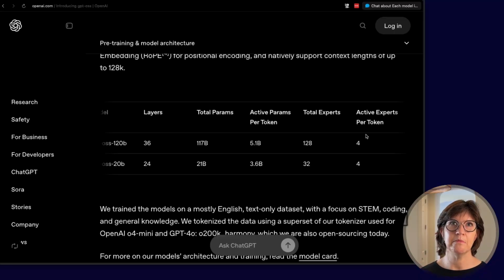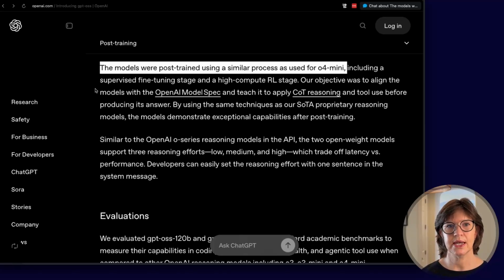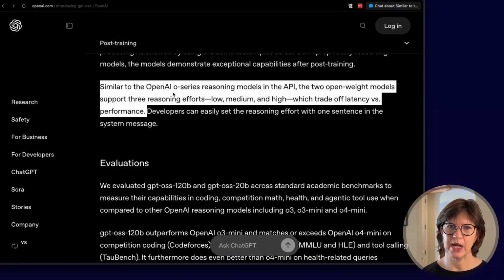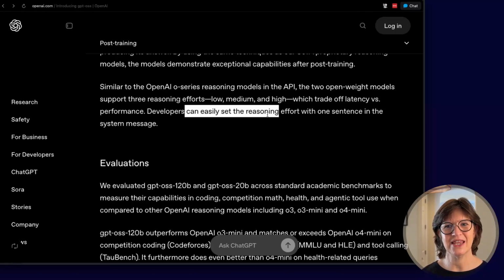This is a way that the people who make models have figured out to process data much more efficiently and cheaper, basically. So it goes on to say these models were post-trained using a similar process as used for O4 Mini, which is a really powerful model if you've ever used it. It's definitely good at reasoning and a lot of general questions. Similar to the OpenAI O-series reasoning models in the API, the 2 open-weight models support 3 reasoning efforts, low, medium, and high, with which trade off latency versus performance. Developers can easily set the reasoning effort with 1 sentence in the system message.